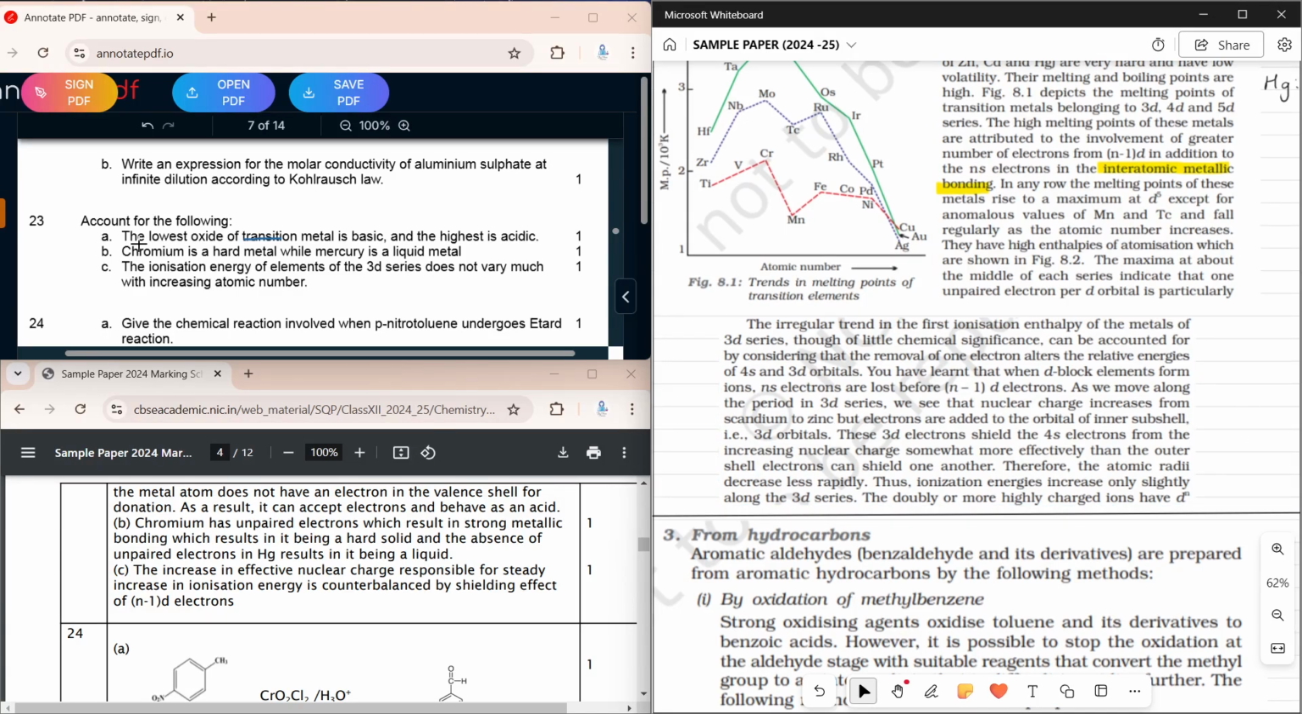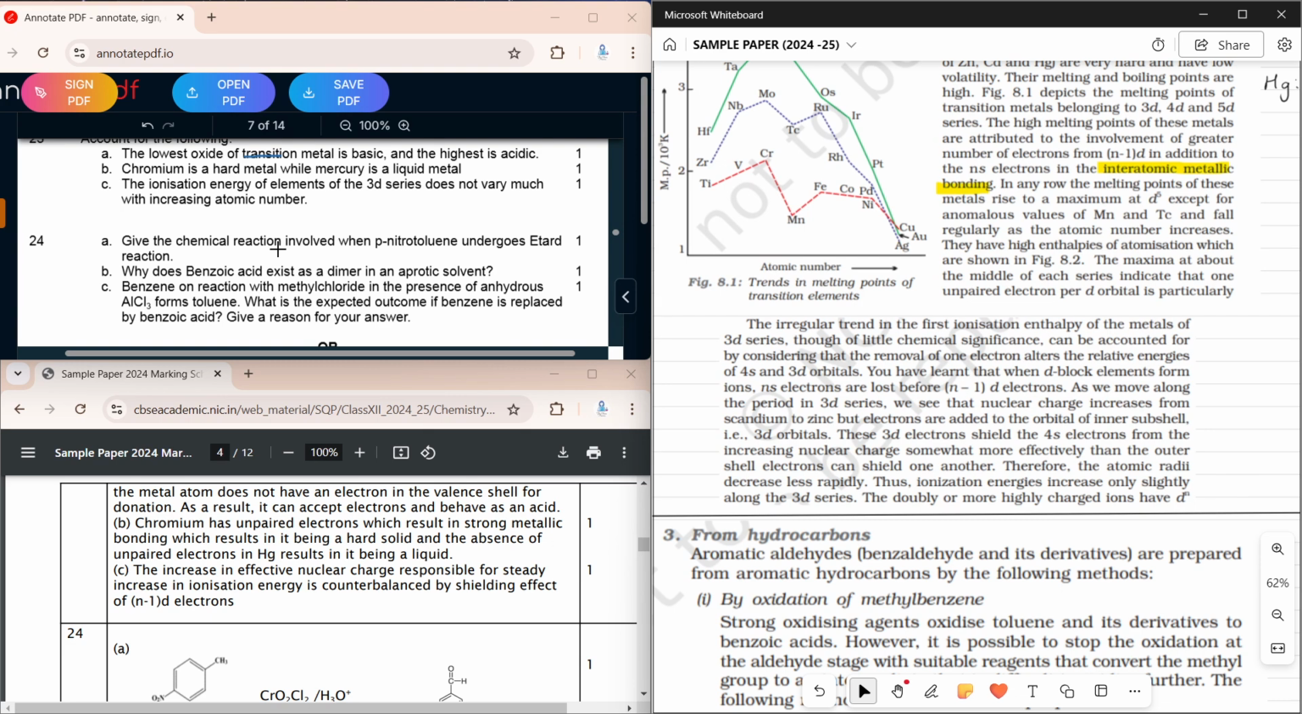Okay, the next question we have over here. Give the chemical reaction involved when para-nitrotoluene undergoes the named reaction. Now, it is a named reaction, and you should be knowing all the named reactions by now. And I hope you do.